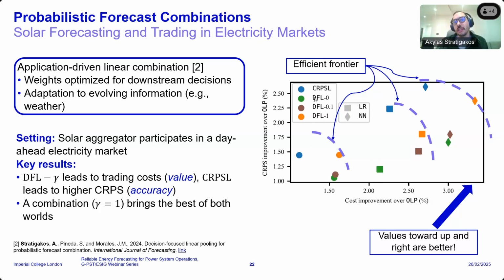And DFL are methods that account for the decision of the downstream problem. And as you can see, there is a tuning parameter that trades off between these two objectives. And basically what we see is that by accounting for the downstream decision task, which is the trading cost, we manage to reduce the trading cost. And the most interesting thing is that if we combine these two objectives, we get the best of both worlds, and we manage to get both excellent statistically accurate performance, but also reduce the decision-making cost. And I think this concludes my part on forecasting combination.